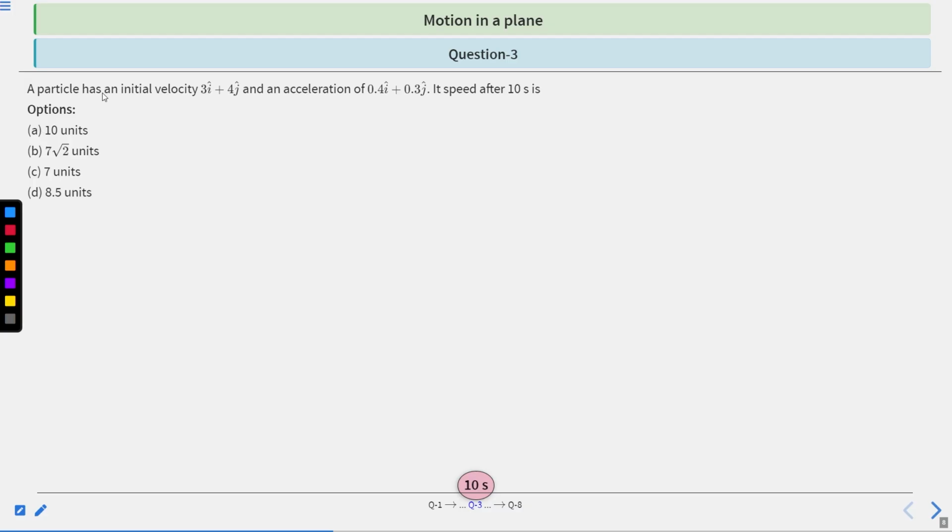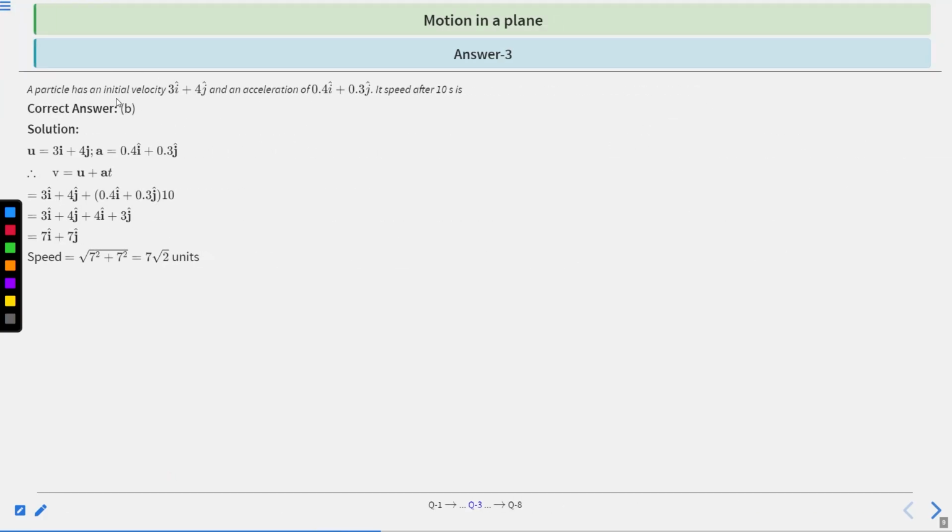Third question, a particle has initial velocity 3i plus 4j. This is the given initial velocity, 3i plus 4j, and the acceleration is 0.4i plus 0.3j. Its speed after 10 seconds is what? Find out the speed. You have 10 seconds to solve this question. After that, we will provide the solution. Let's find the solution.